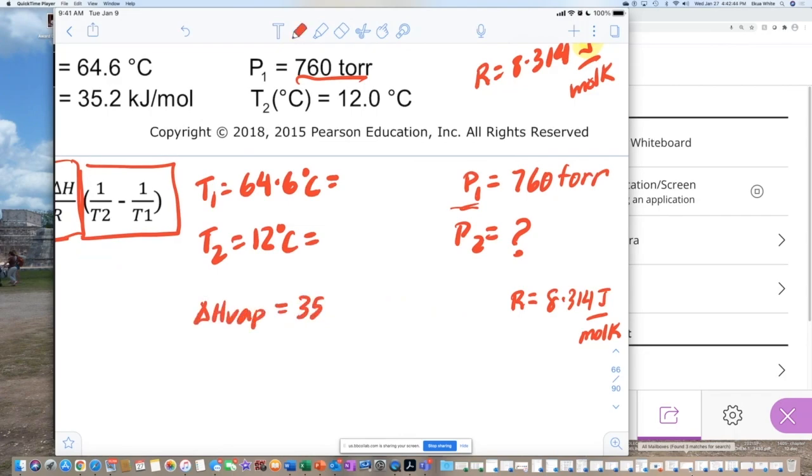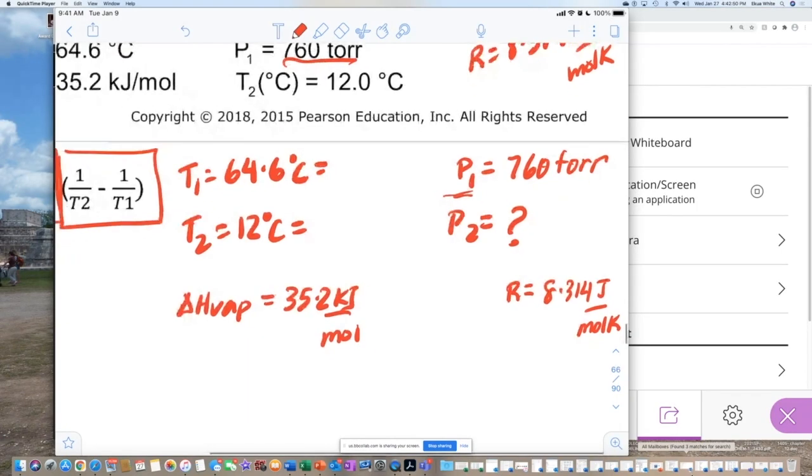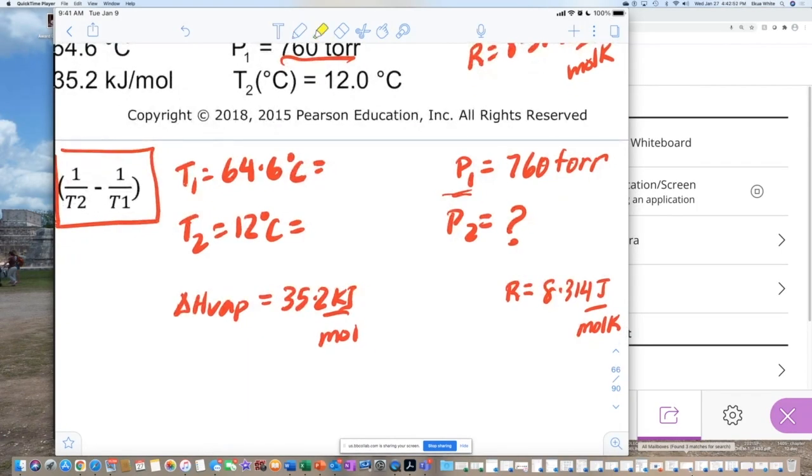This is 35.2 kilojoules per mole. Okay? So we're trying to reconcile our units, right? Most of the time when talking about reconciling the units, the constant will give you a clue into what the other units should be. So looking at this, it is K, right? That means your temperature should be in Kelvin.